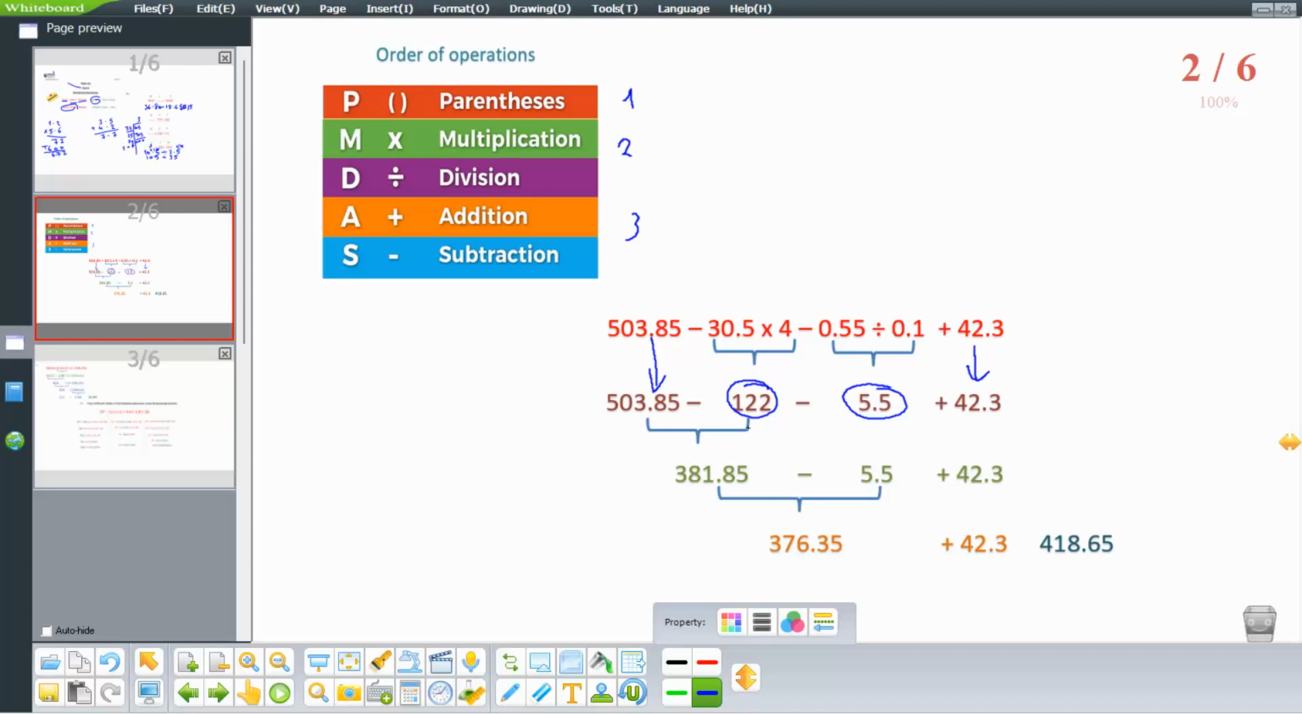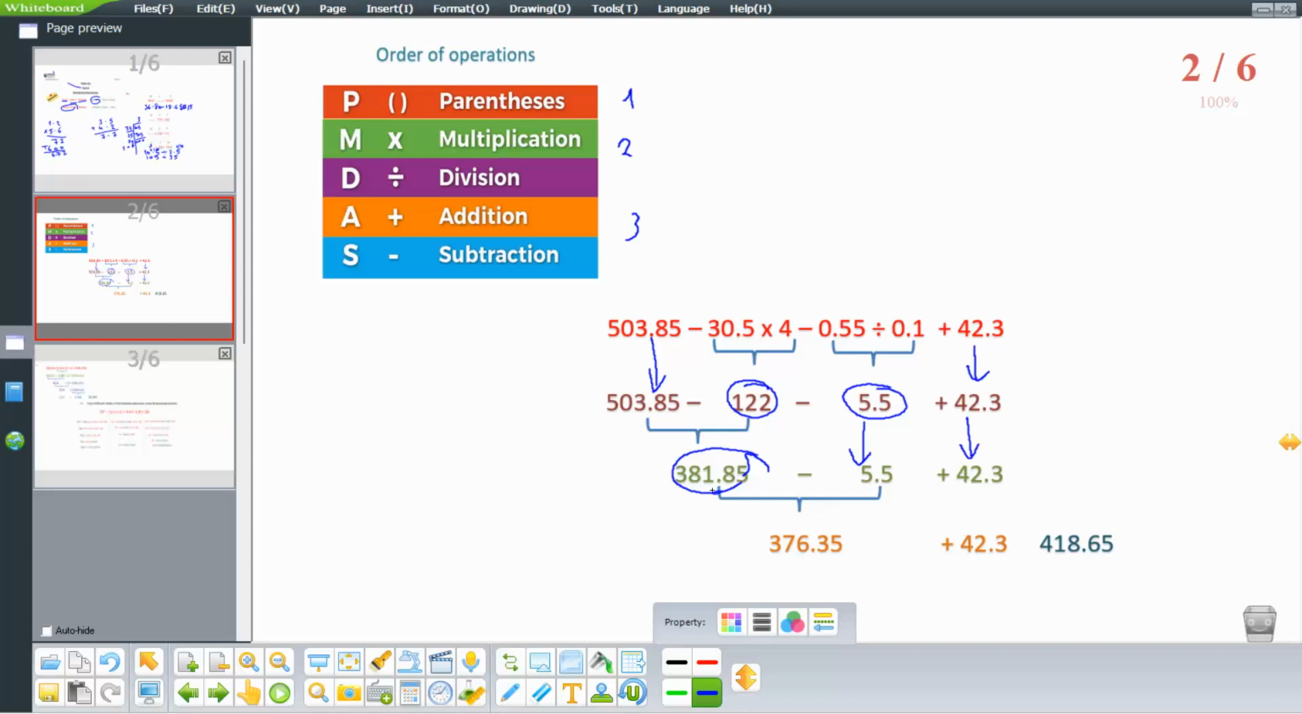From left to right, because here we met the subtraction first. So 503.85 minus 122 will be 381.85. Minus, put this number as it is, and put this number as it is. Then subtract the both numbers.